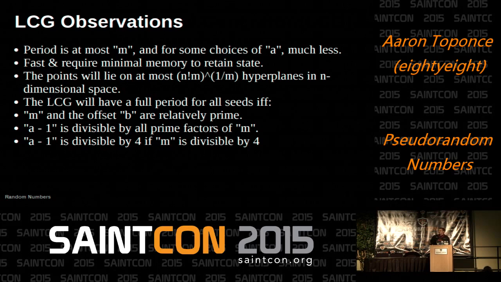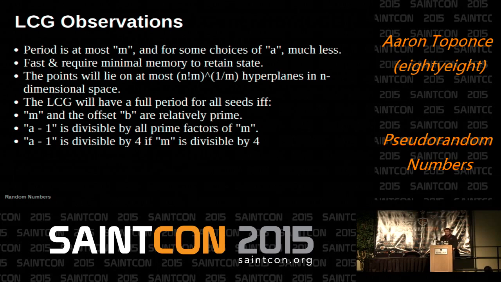If we wanted to maximize our period length, we wanted it to be the size of m, then we have some requirements. M and the offset, or the constant b, must be relatively prime. That means they share no factors. A minus 1 must be divisible by all the prime factors of m, and a minus 1 is divisible by 4 if m is divisible by 4. If these requirements are met, you'll maximize your period.